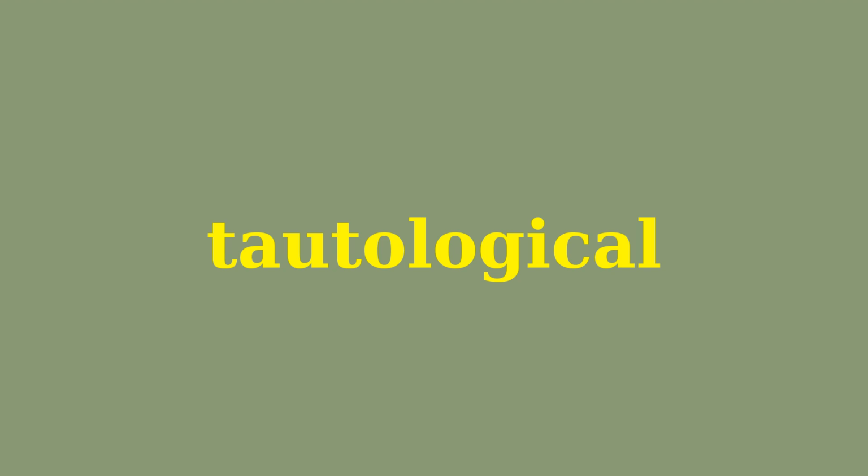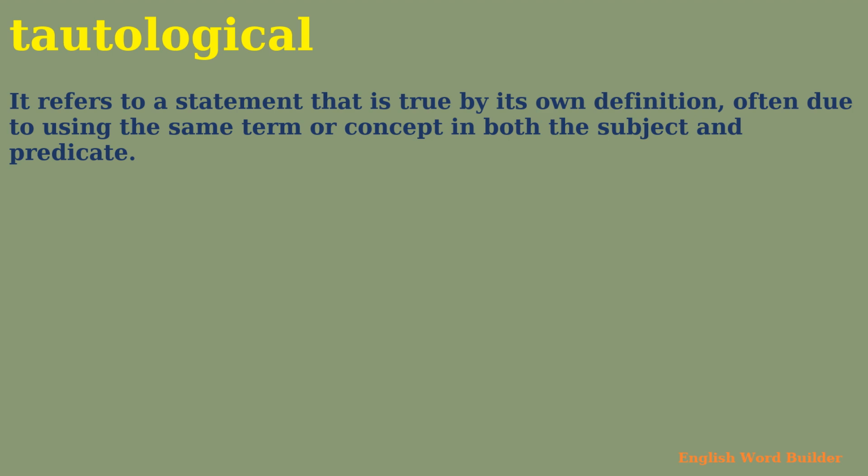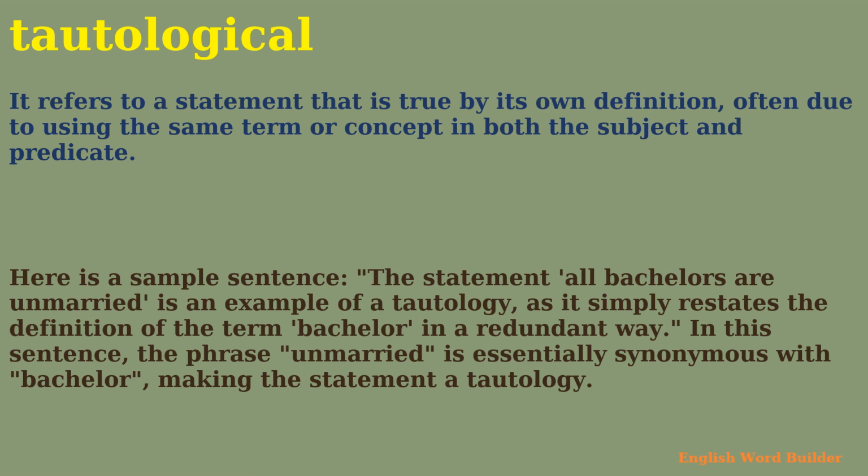Tautological. It refers to a statement that is true by its own definition, often due to using the same term or concept in both the subject and predicate. Here is a sample sentence. The statement "all bachelors are unmarried" is an example of a tautology, as it simply restates the definition of the term bachelor in a redundant way. In this sentence, the phrase unmarried is essentially synonymous with bachelor, making the statement a tautology.